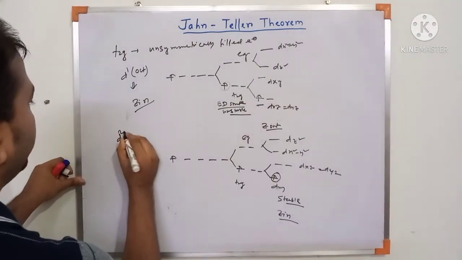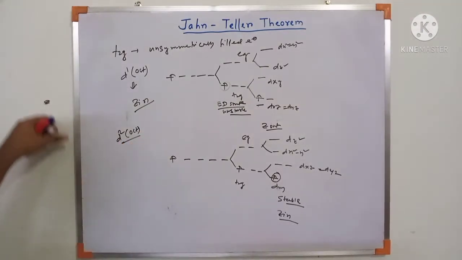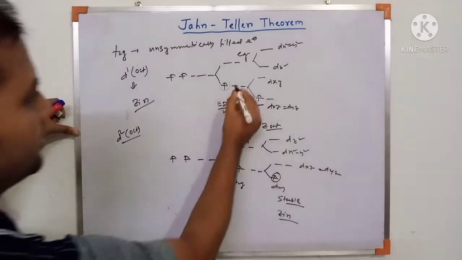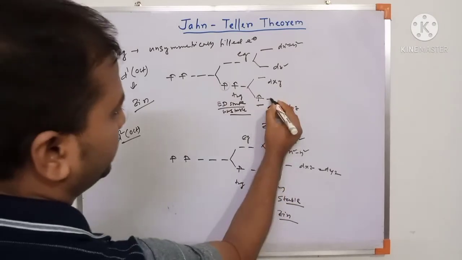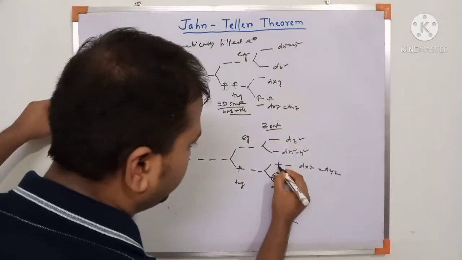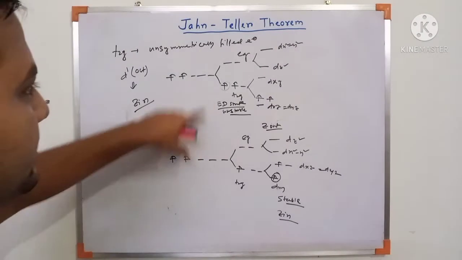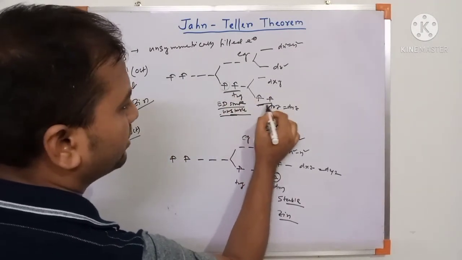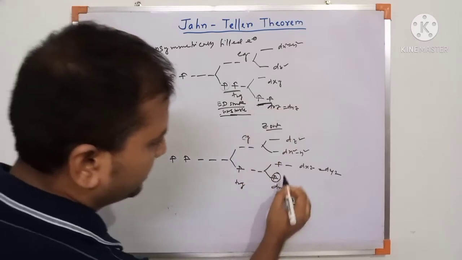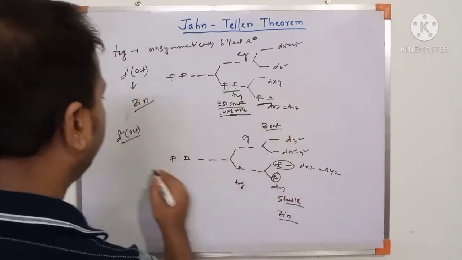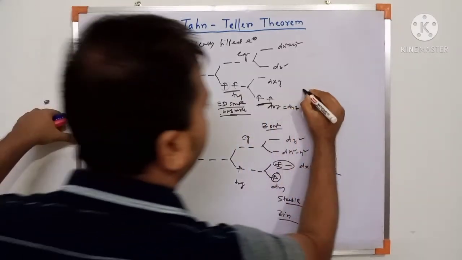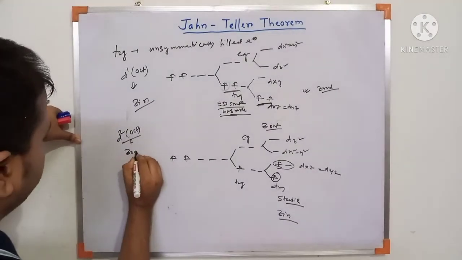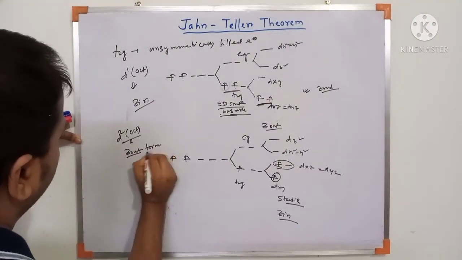Similarly, in the case of d2 octahedral, suppose there are 2 electrons in t2g, and there is also 1 electron. This one is an electronically degenerate state and unstable, but this is stable because it is electronically non-degenerate, whereas this is also electronically degenerate. So in the case of d2, the Z-out form is the most stable form.